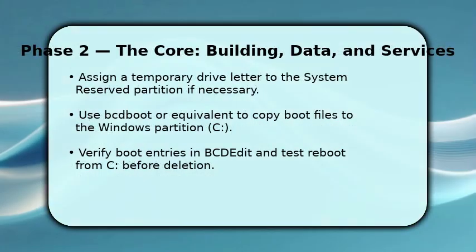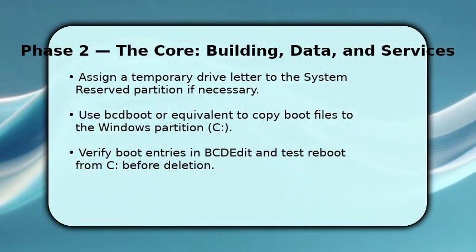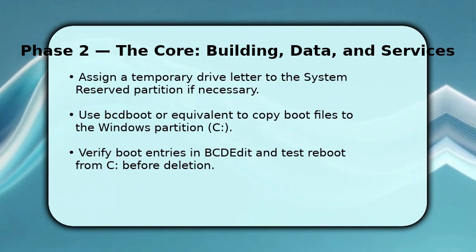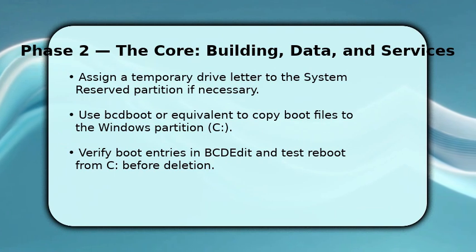Now you move boot assets, so the system will start without the reserved partition. Assign a temporary drive letter if disk management hides it, then use BCDboot to copy the Windows boot files to C. This installs a working BCD store on your OS volume.